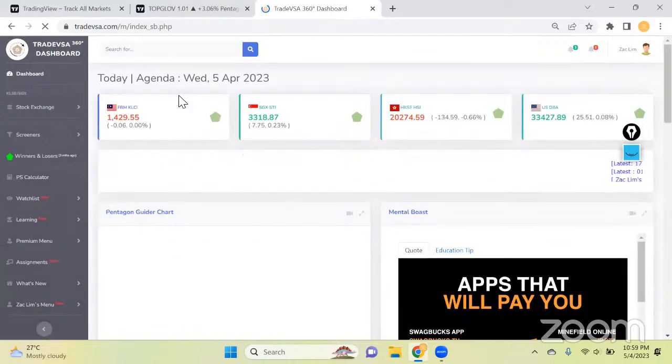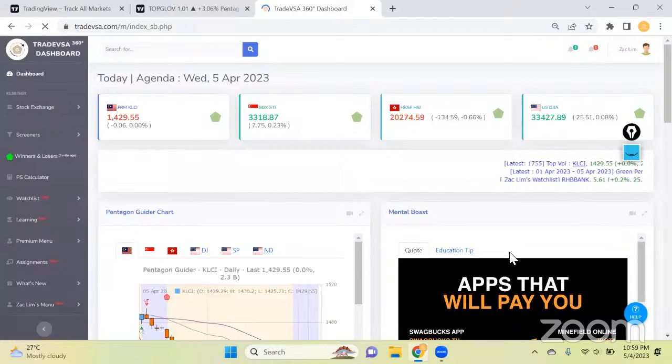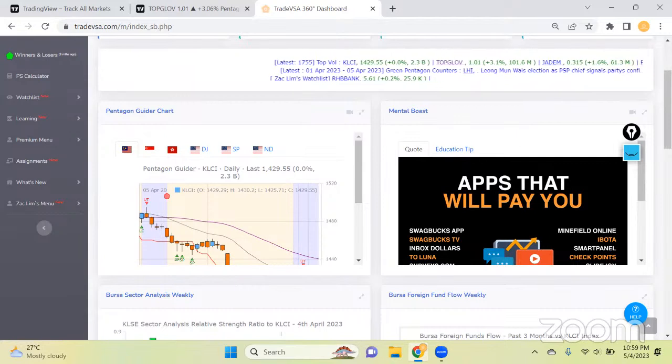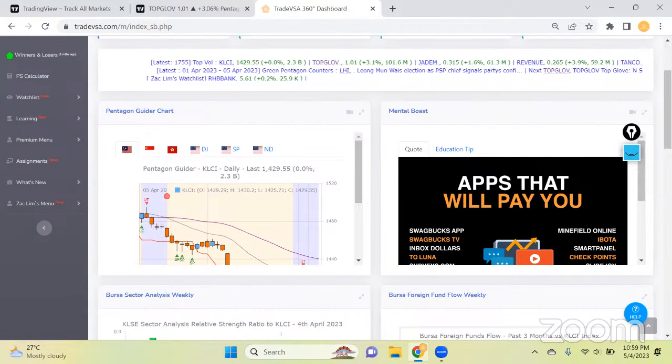As always, especially for members, if you've got time, always log into your so-called Trade VSA dashboard to check the overall direction of the market.